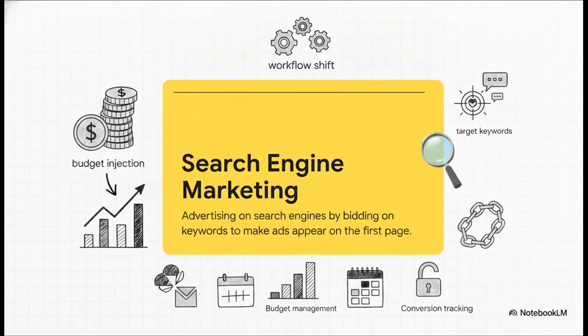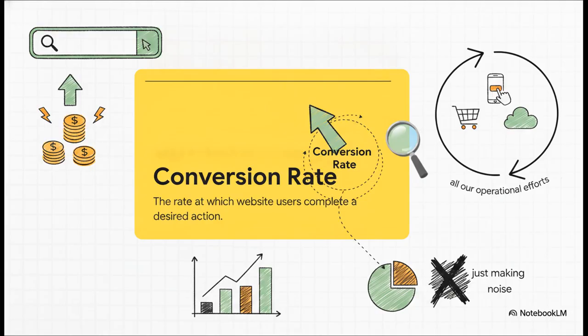By contrast, when we decide to inject a bit of budget into the equation, we shift gears entirely into search engine marketing. Now we're forcing that first page visibility by actively bidding on target keywords. It's a completely different operational workflow from SEO. It requires meticulous budget management and intense conversion tracking, so your ads pop up exactly when user intent is at its highest. But here is the crucial takeaway, folks.